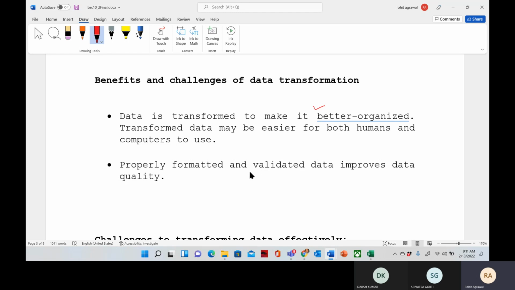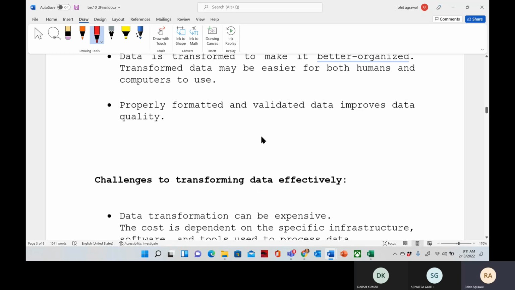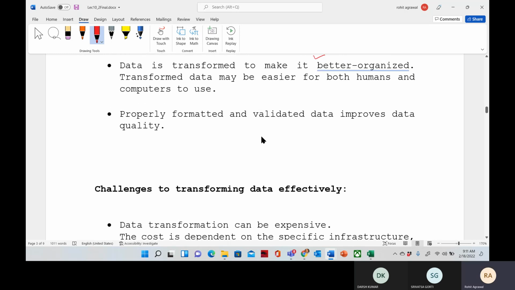You can write a lot of benefits. There is no limit to writing the benefits. So you can see the benefits: better organization of the data, and properly formatted data is always good. It improves the performance of our machine learning model. Okay, so anything you want to ask till now?